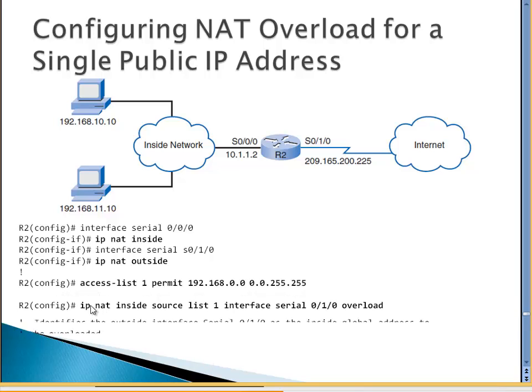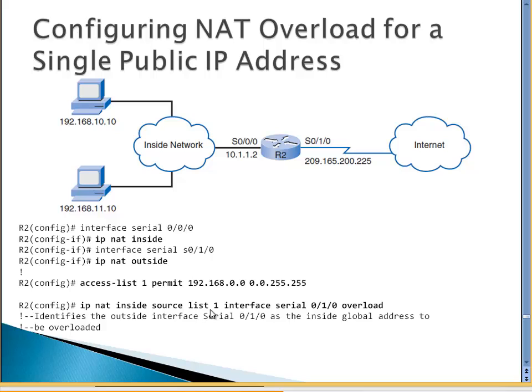And then IP NAT inside source list 1, so here we call this access list, and then we say to what interface and overload. So the interface's inside global address will be overloaded.